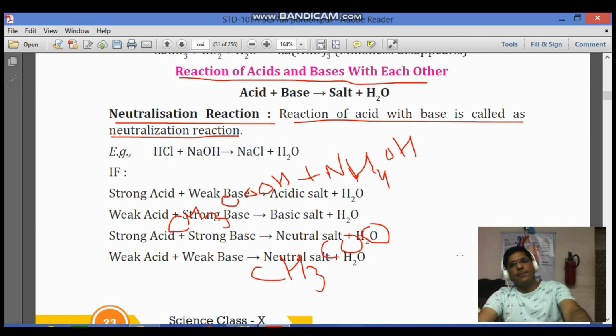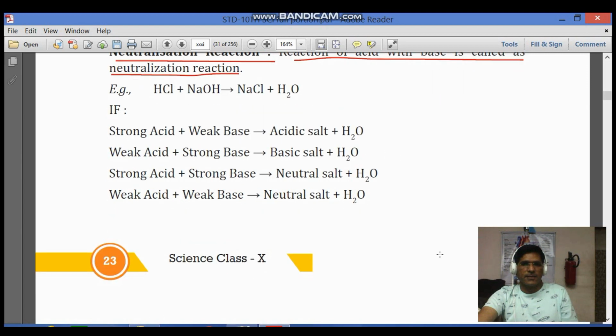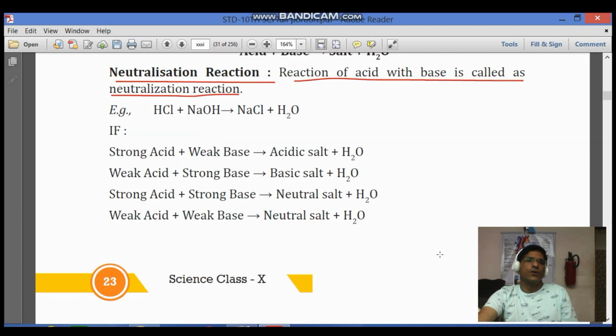The types of reactions are already in your text, but it may be possible that they ask in the exam to write a short note on neutralization. You have to write the reaction of each: strong with weak, weak with strong. So 4 reactions at least you have to write.